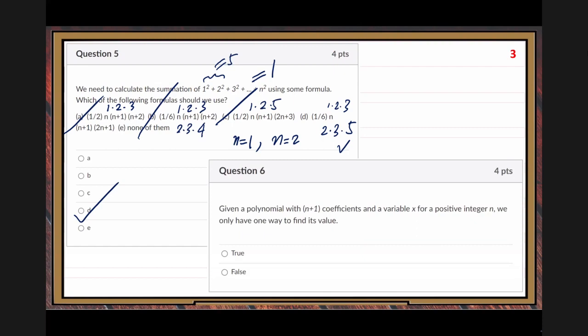All right, number 6. Given a polynomial with n plus 1 coefficients and the variable x for a positive integer n, we only have one way. Based on our notes, our project, we have 2 ways, right? Brute force and corners. That's simple. So it's false. Simple question like that.